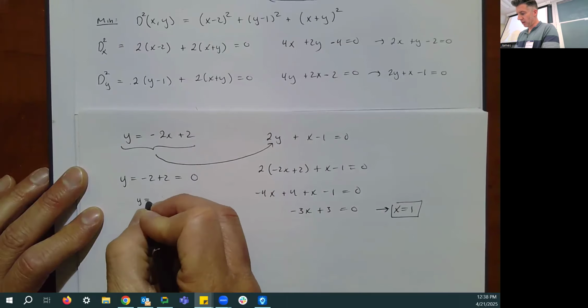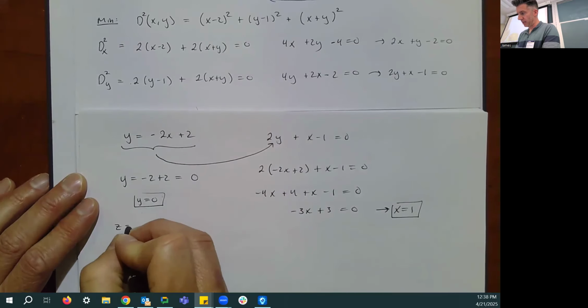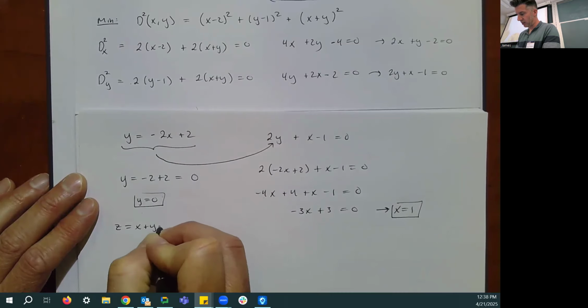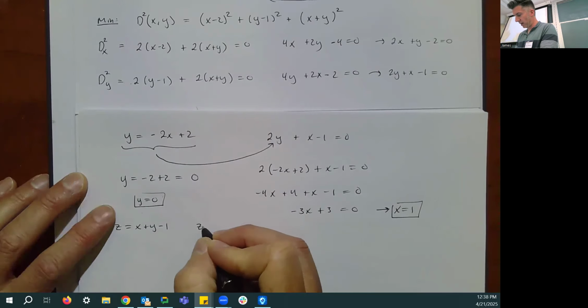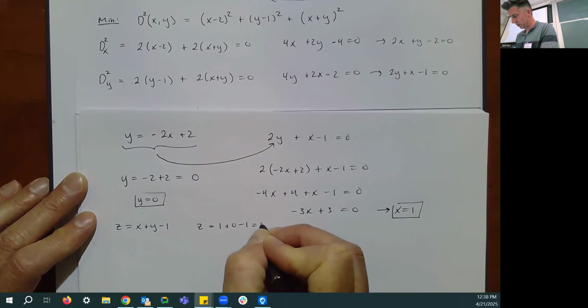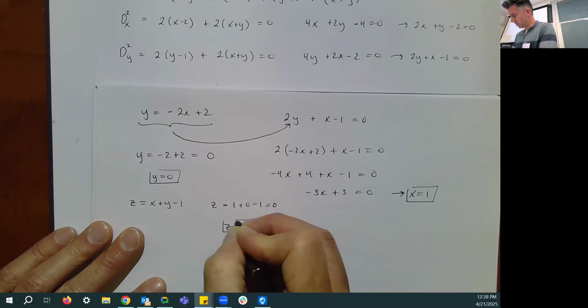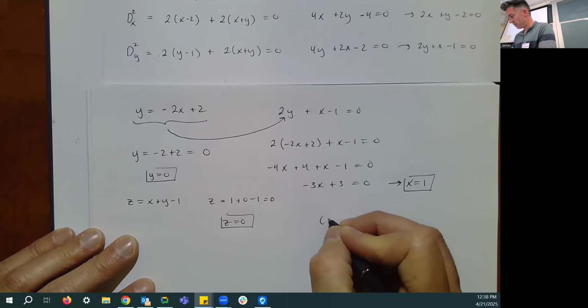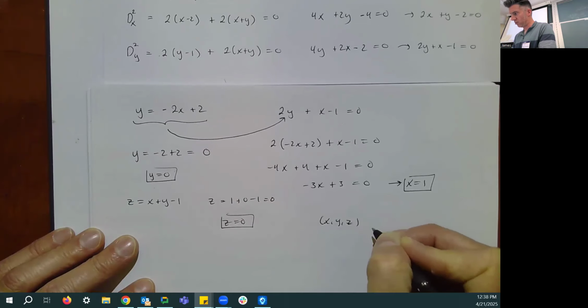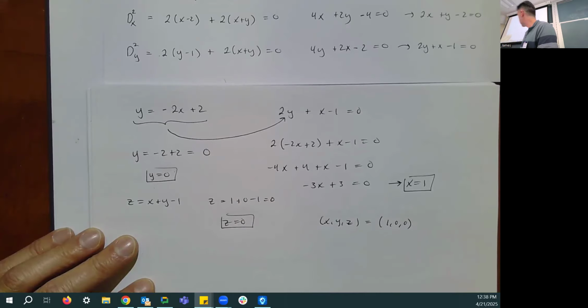And then go back and find the z coordinate as well. We had that everything is on the plane z equals x plus y minus 1. So if y is 0 and x is 1, I'm going to get 1 plus 0 minus 1, which is 0. So the coordinate of my point that is closest to the point (2, 1, negative 1) is (1, 0, 0).